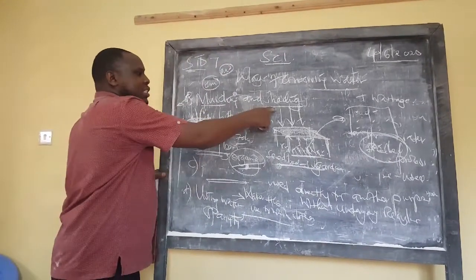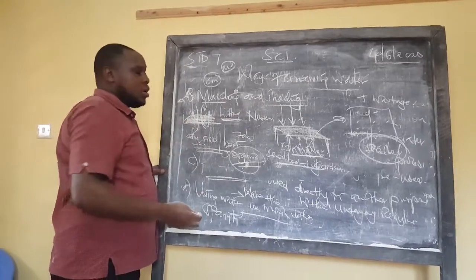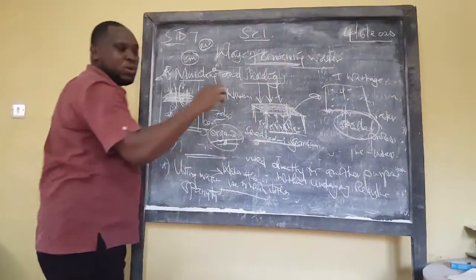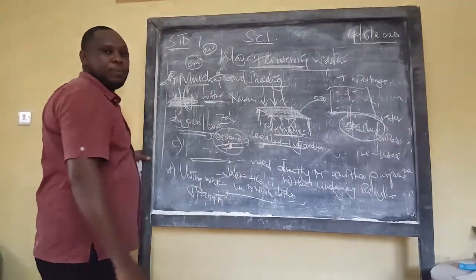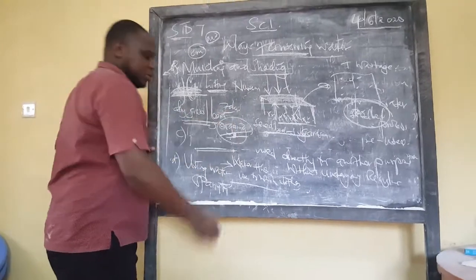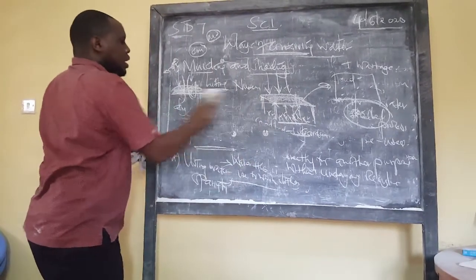So mulching and shading helps prevent evaporation of water. Remember our subtopic is conserving water. We want this water to remain here for a long time, so that it can be utilized by the plant.